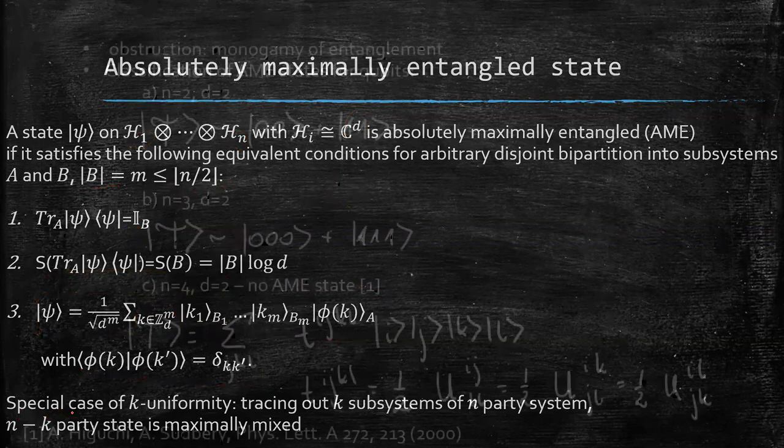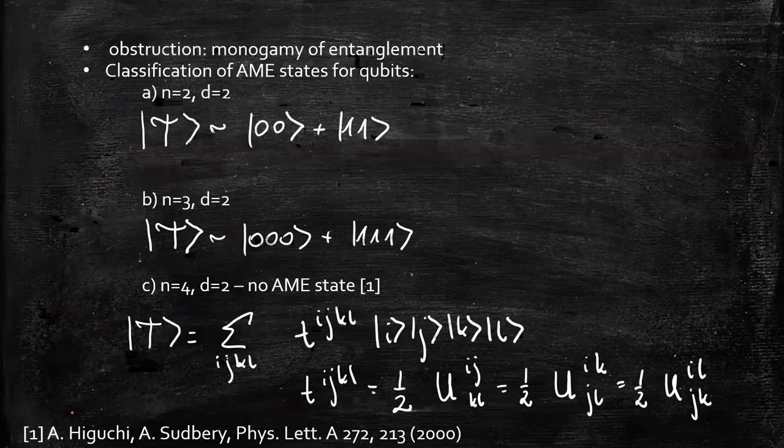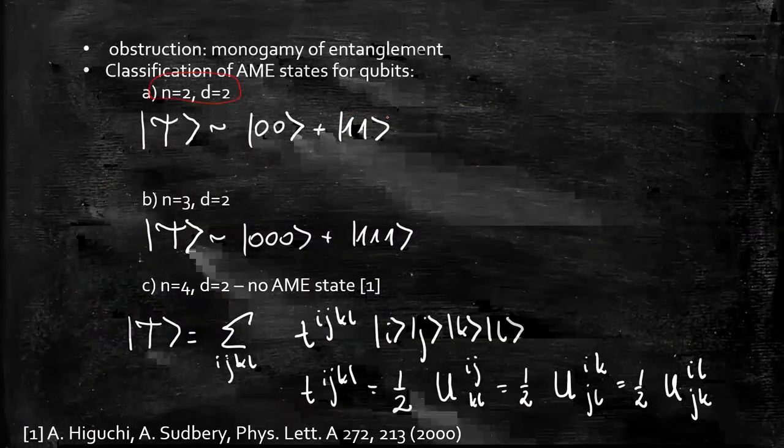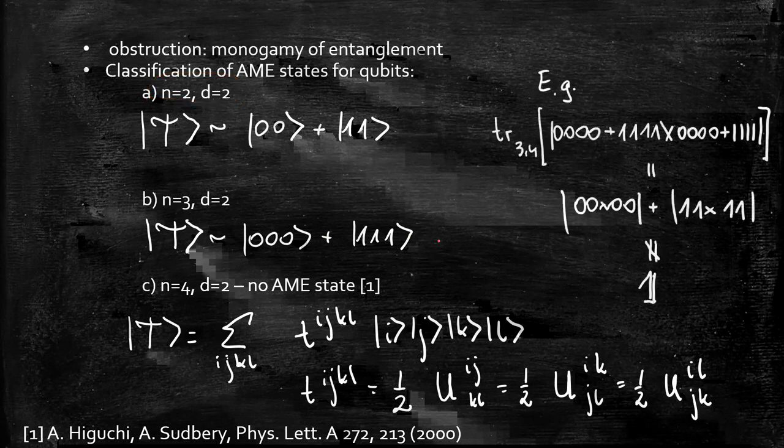So these are the examples of states that are absolutely maximally entangled. For example, for two qubits, it's just a single state. For three qubits, you can continue with this construction based on the GHZ state, and then this one is also maximally entangled. But if you try to follow this construction for the GHZ state for four qubits and check this condition, what happens when you trace out over the third and fourth qubit is that you obtain an operator that is not proportional to the identity.